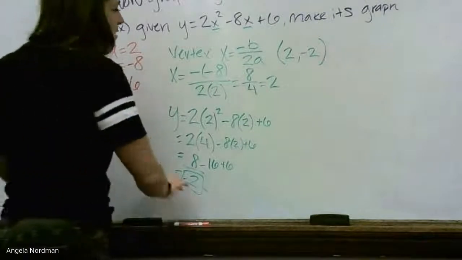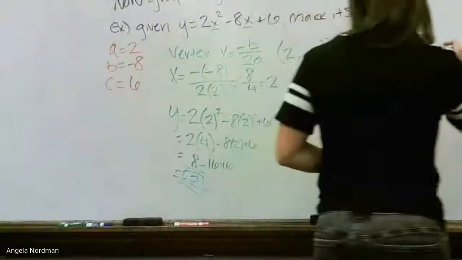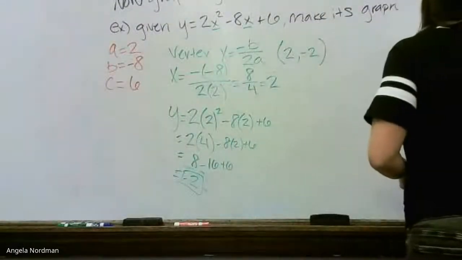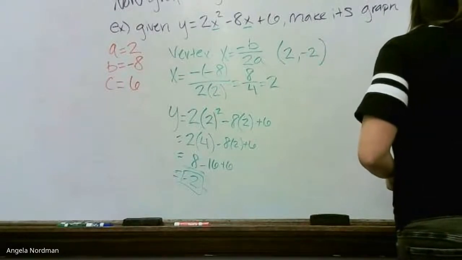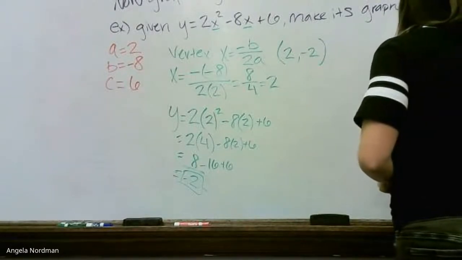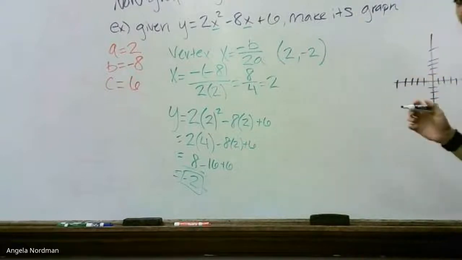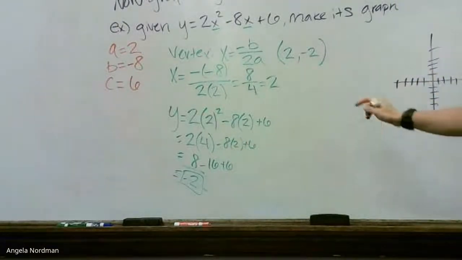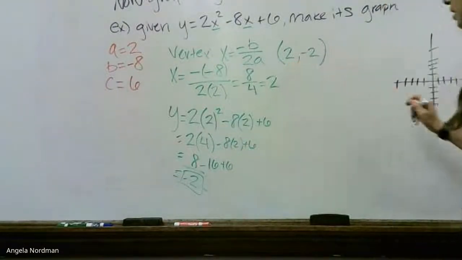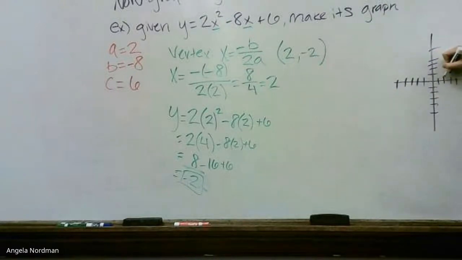As soon as I get a piece of information, I like to go put it on my graph. So I determined that my vertex is at 2, -2. Remember, we go over x and then to the y. So that means my vertex is over here, okay?